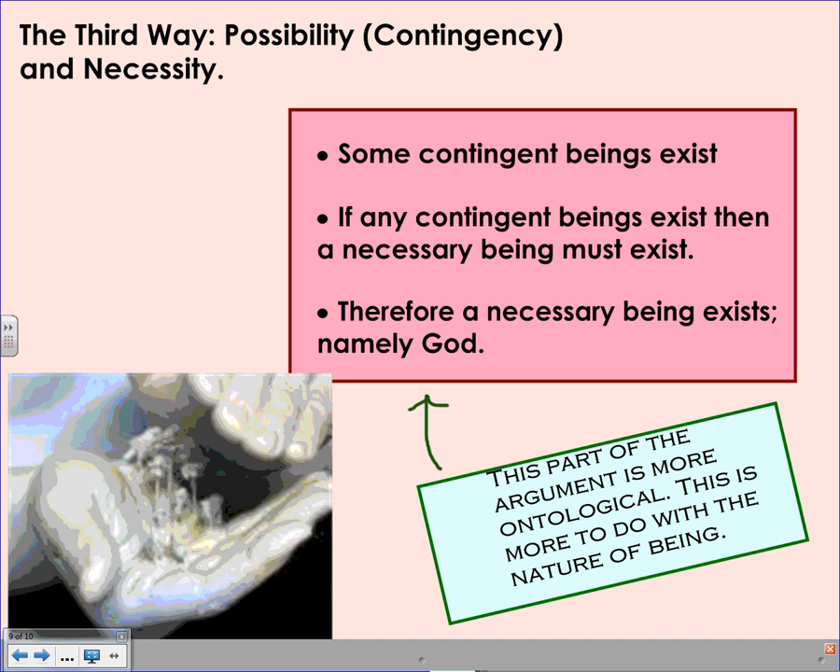Now this third way seems more ontological rather than cosmological. There's a kind of crossover really. An ontological argument is to do with the nature of being. And where we're using terms such as contingent and necessary, we are not really using a posteriori evidence so much anymore, we're more using a priori evidence. Here, this is more of an ontological argument, but it still exists as part of the cosmological argument, and we use these three arguments together.